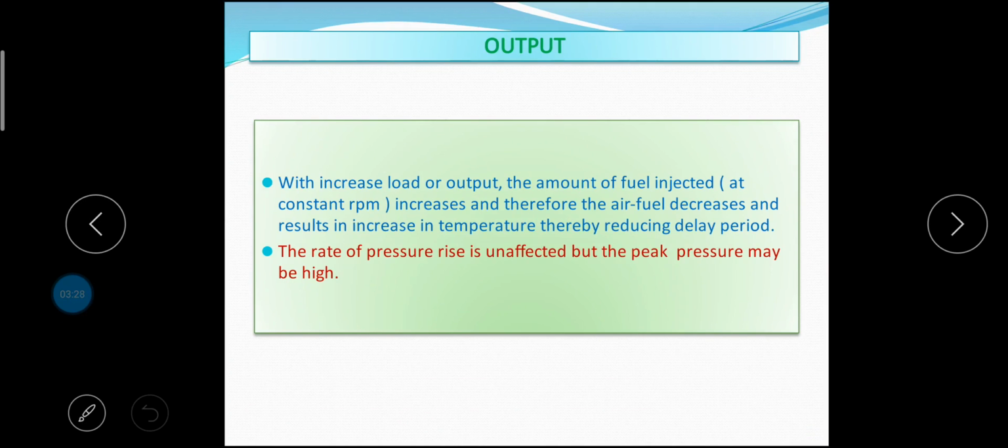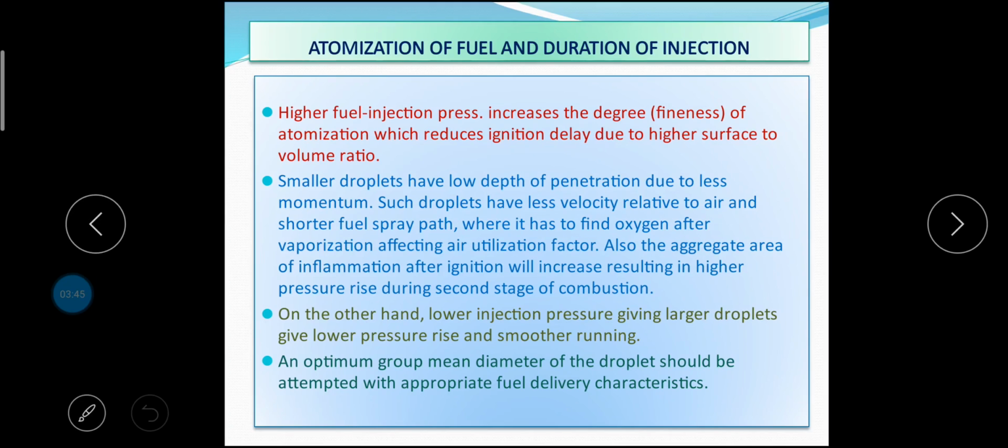Output. With an increase in engine output, the air-fuel ratio decreases, operating temperatures increase, and hence the delay period decreases. The rate of pressure rise is unaffected, but the peak pressure reached may be high. Next, atomization and duration of injection.